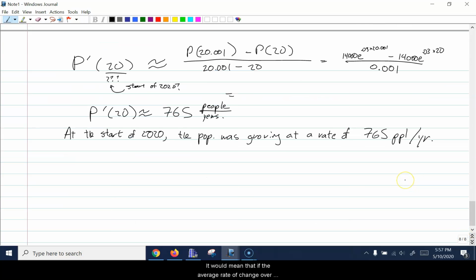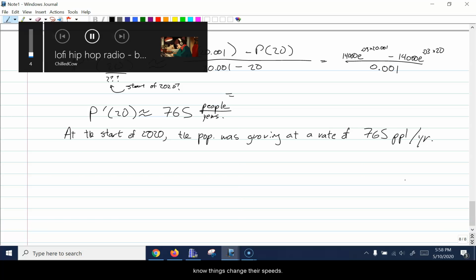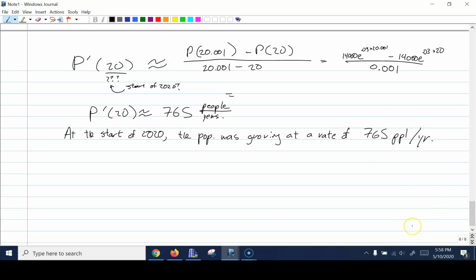No. It would mean that if the average rate of change over the course of the year was 765 people per year. We only know this is how fast it was going at the very beginning of 2020. So if it had kept going at the same speed, then at the end of the year there would be 765 more people. But we know things change their speeds. So maybe it was speeding up, maybe it was slowing down. We could ask some more questions and figure that out. But we just know how fast it was going at that moment.